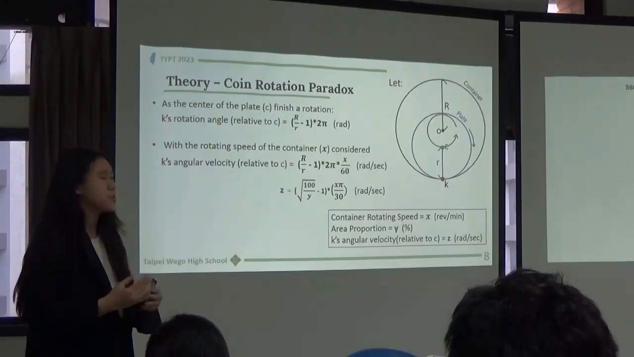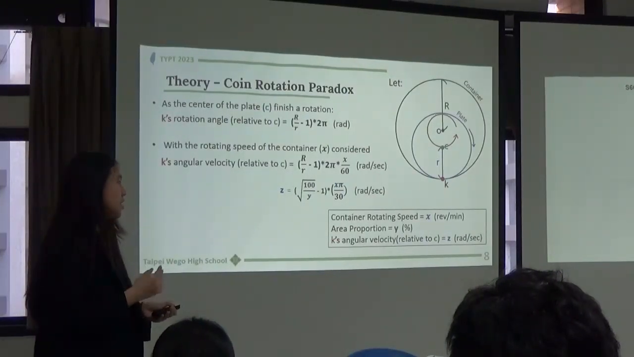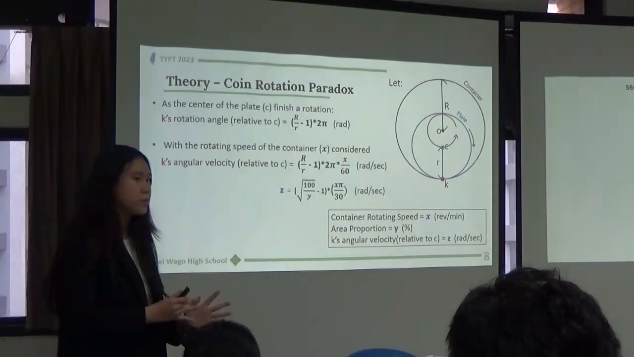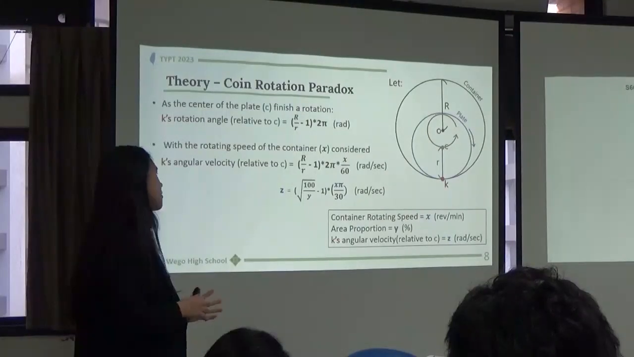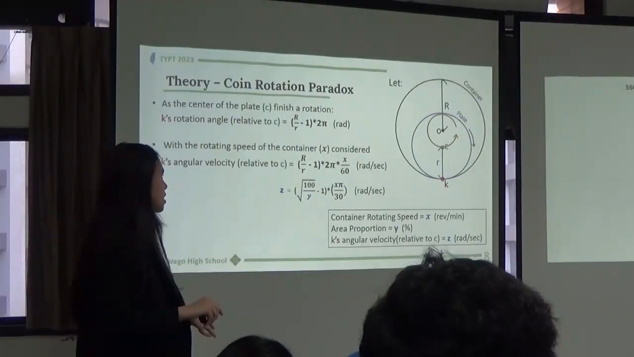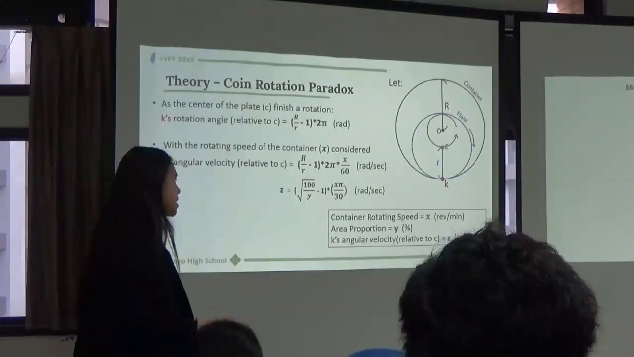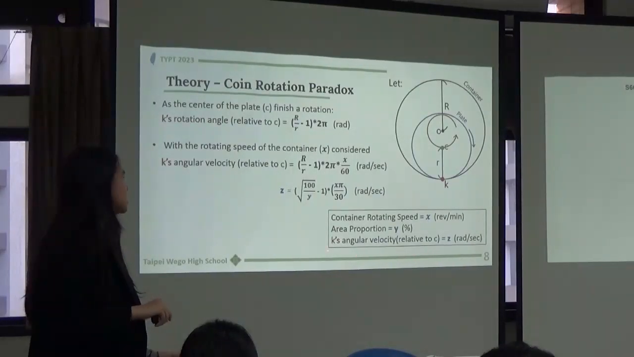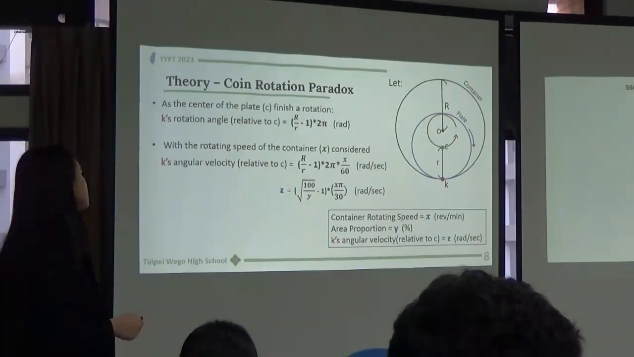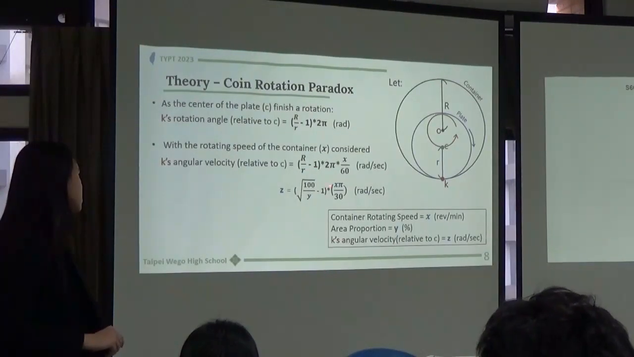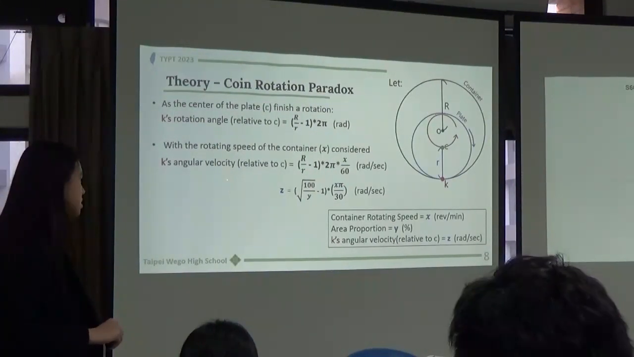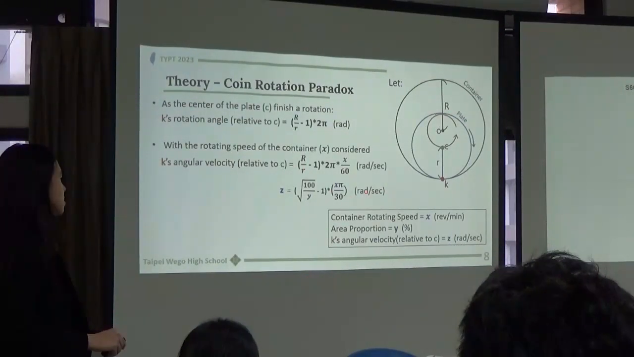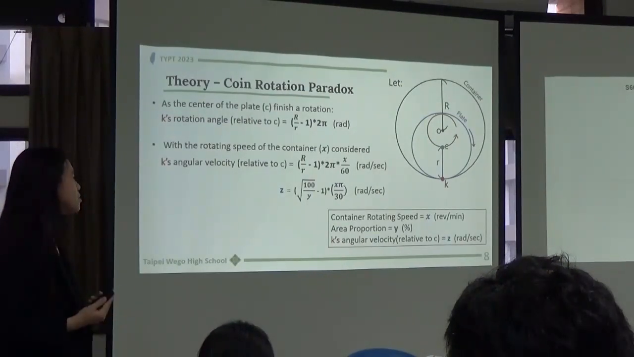Before we do that, we are going to define several terms that we will be using later in the presentation. x is defined as the container's rotating speed in units of revolutions per minute. y accounts for the area proportion, in percentage, of how much the marbles fill up the container. And lastly, value z, in units of radians per second, represents point K's angular velocity. Thus, from equation number 1, we could derive equation number 2, which stands for K's angular velocity. And with that, we could further derive, using the terms that I just explained, this equation, which I will be using throughout the presentation.